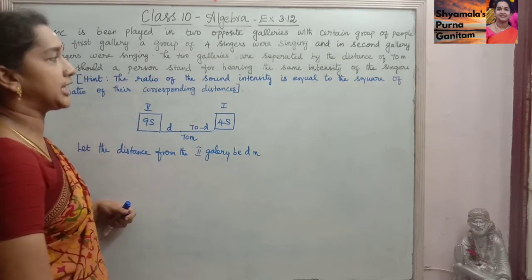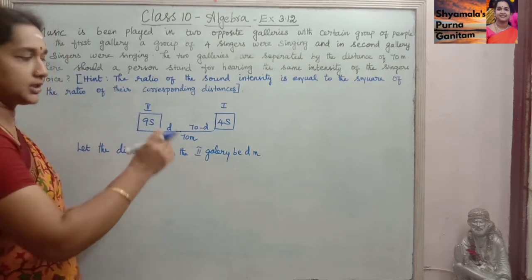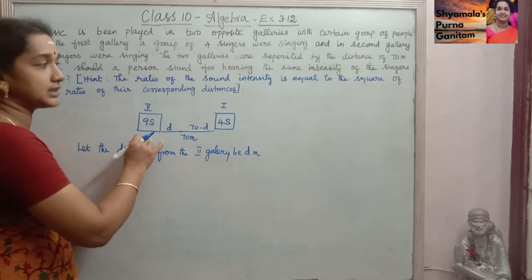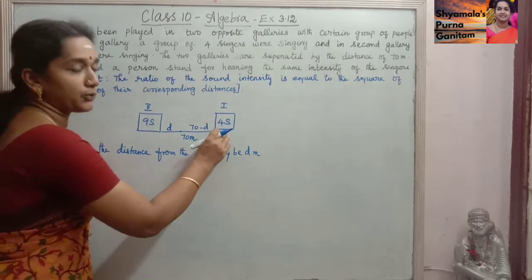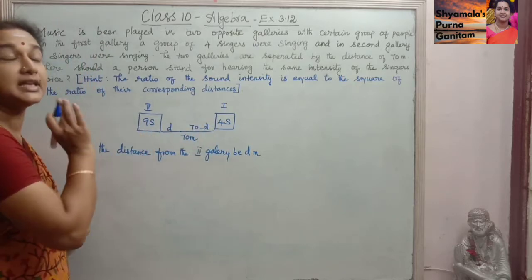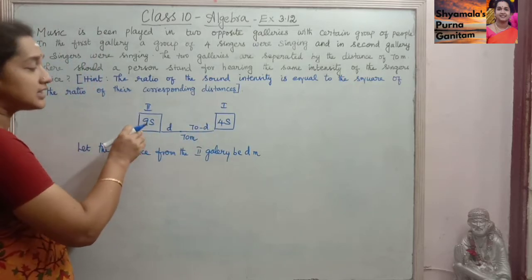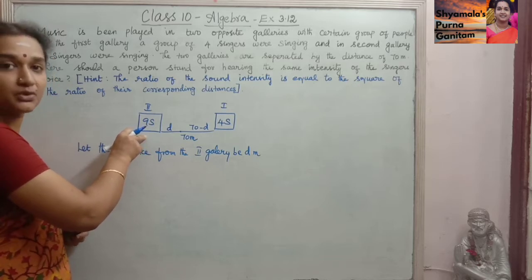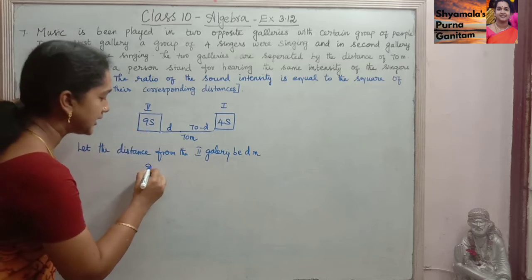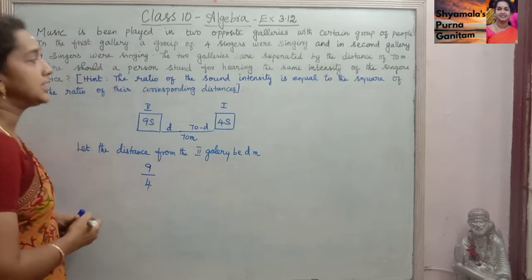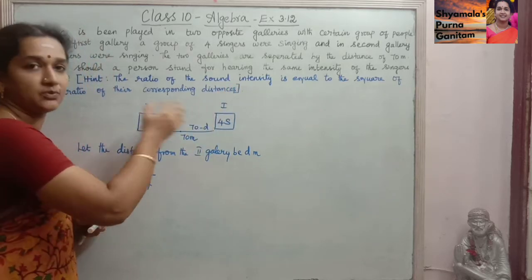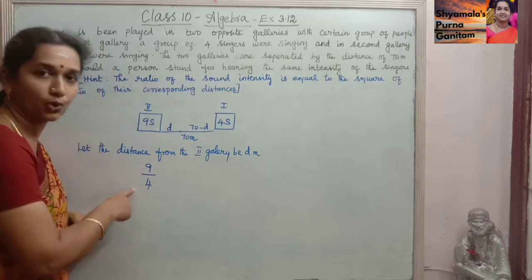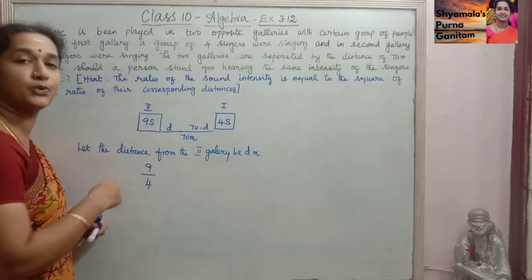Since the hint is given, the ratio of the sound intensity will be, intensity means, 4 by 9. Here there are 4 singers and here 9 singers. We take the second gallery as the numerator, so it is 9 by 4, not 4 by 9. The ratio of the sound intensity is 9 by 4.